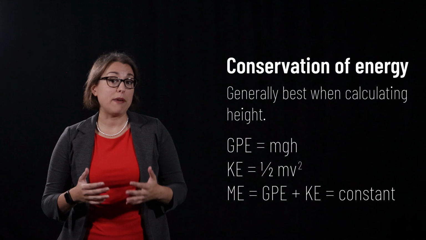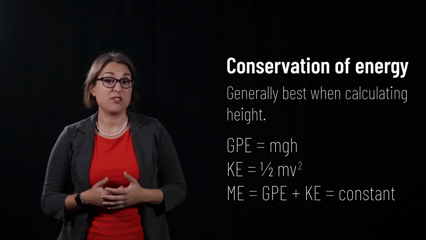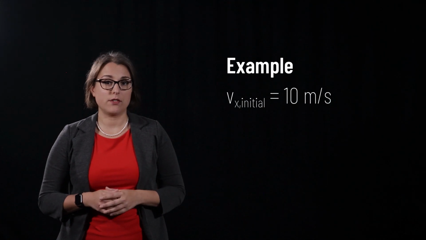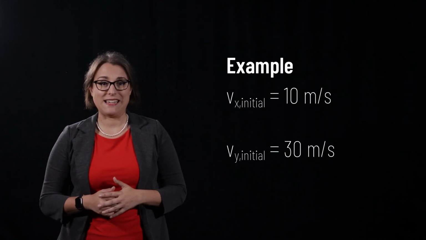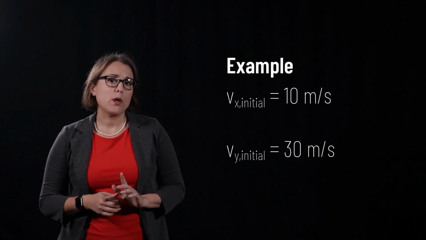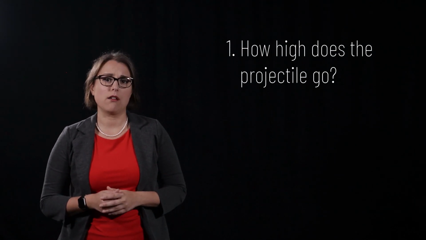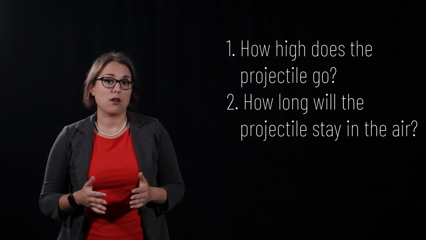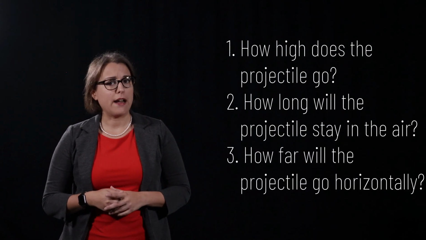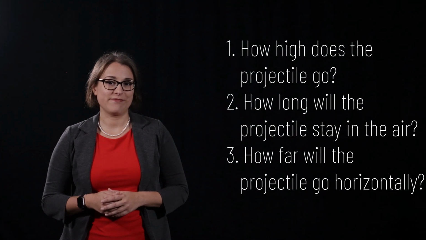Conservation of energy is best used when we need to calculate heights, how high a projectile will be at any given speed. For example, say a projectile is launched from ground level with an initial horizontal velocity of 10 meters per second and an initial vertical velocity of 30 meters per second. We want to solve for three different things. 1. How high does the projectile go? 2. How long will the projectile stay in the air? And 3. How far will the projectile go in the horizontal direction?